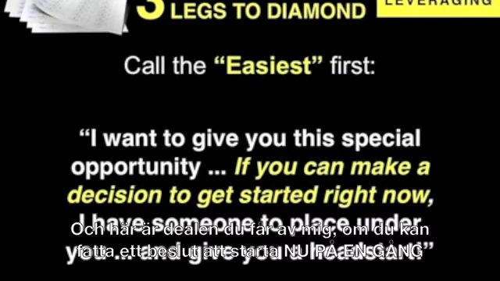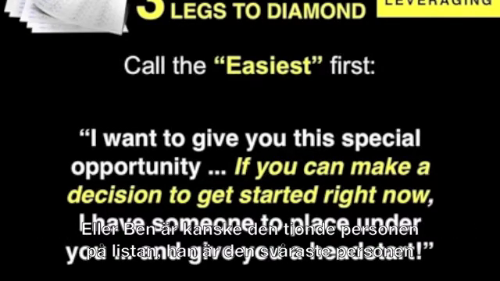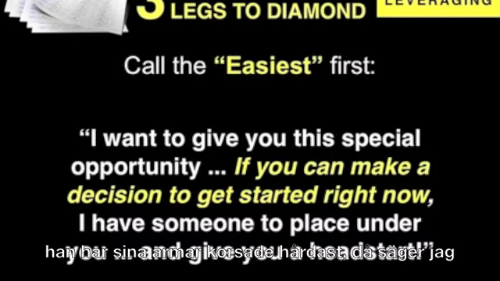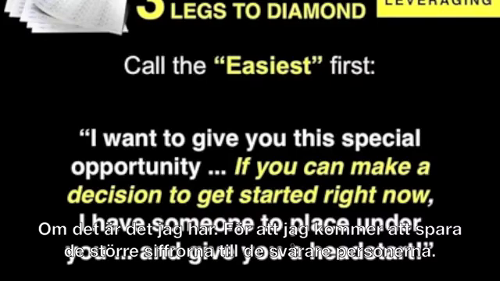And here's the deal I'll make you. If you can make a decision to get started right now, I've got at least 1 person to place underneath you, and that's going to give you a head start. Or if maybe Ben is the 10th person on the list, he's the most difficult person, he's the one with his arms crossed the hardest, I say, hey, Ben, listen, you get started right now, I've got 5 people to put underneath you, if that's what I have, right? Because I'm going to save the bigger numbers for the more difficult people.